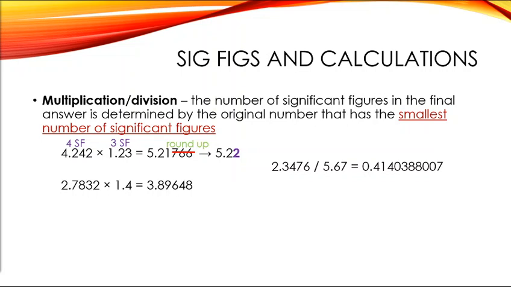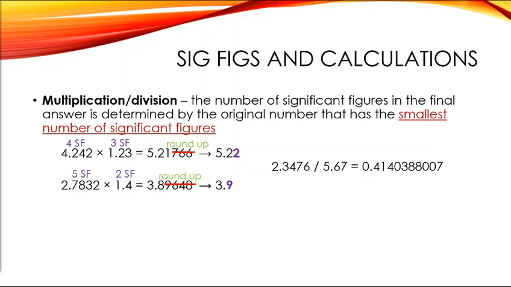And the next one, the one below that, we have 2.7832 times 1.4. This first value has 5 significant figures because they're all non-zero. The second one has 2 significant figures, meaning this final answer needs to be rounded to 2 sig figs. So we're going to cancel out the 9648 and round up. And so our final answer is going to be 3.9. Please note, it's not going to be 3.90 because that is 3 significant figures.